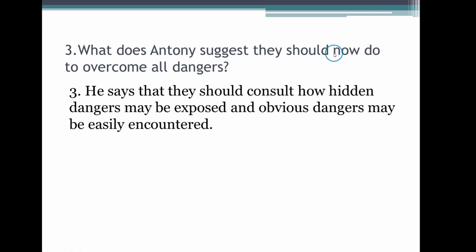What does Antony suggest they should now do to overcome all dangers? So he says that they should consult how hidden dangers may be exposed and obvious dangers may be easily encountered. So you can start your answer, underlining your answer from consult how hidden dangers may be exposed till encountered.